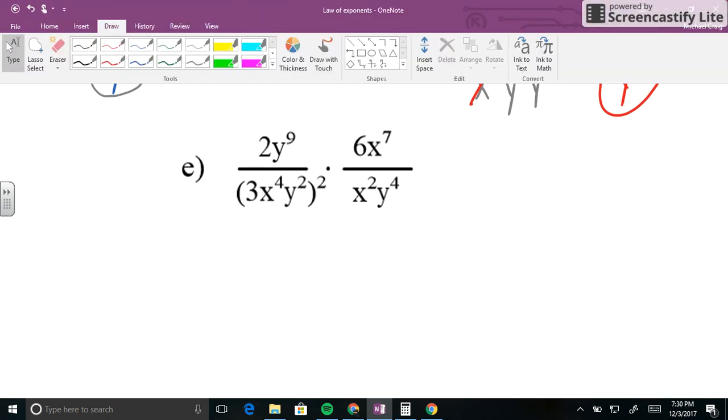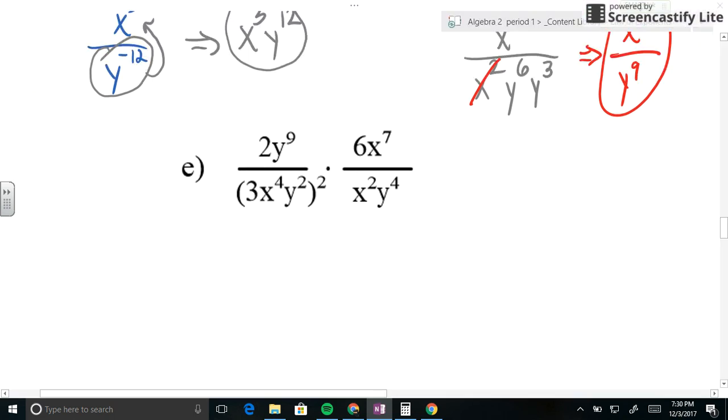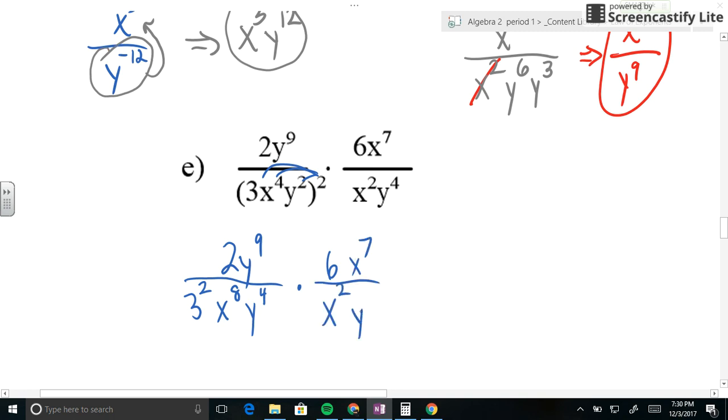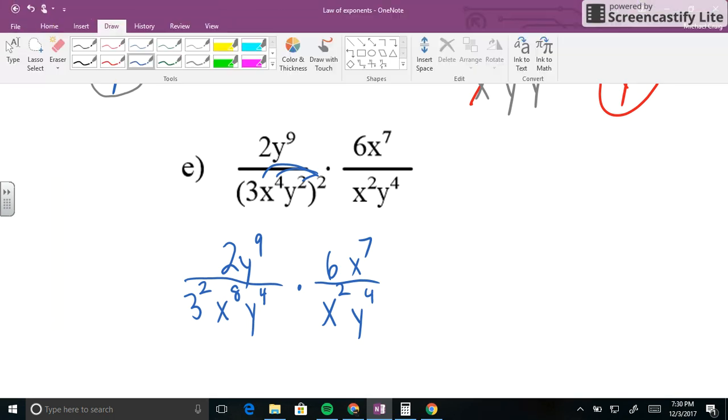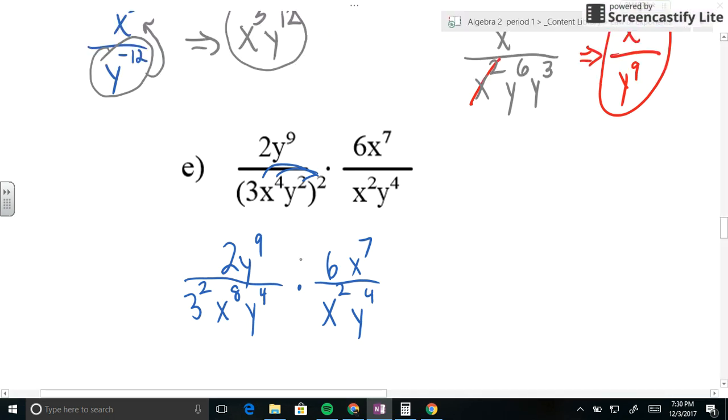And the last example here, we are multiplying two fractions, but once again, we have parentheses, so I take care of that parentheses first, basically by distributing. So I get a 2y to the 9th over a 3 squared, x to the 8th, because 4 times 2 is 8, and y to the 4th, because 2 times 2 is 4. On the other side, I just leave it as a 6x to the 7th over x squared y to the 4th. Now, when we are multiplying fractions, we just multiply straight across. So it's kind of like just making this one big long fraction, and I multiply straight across.